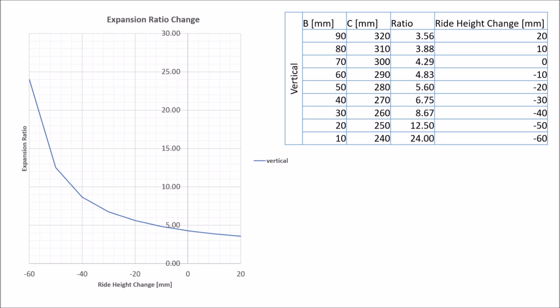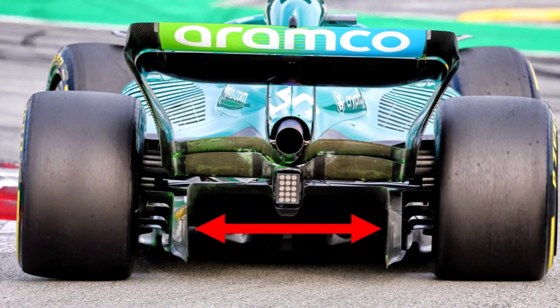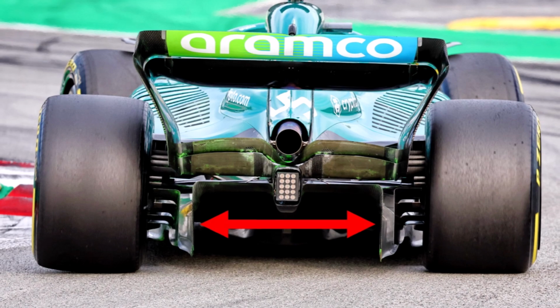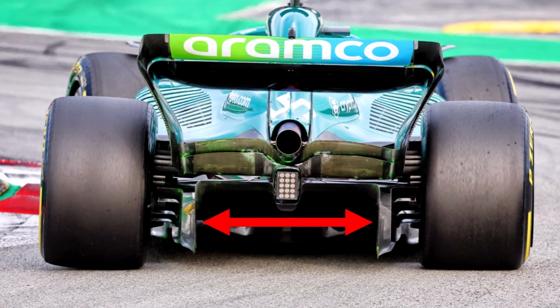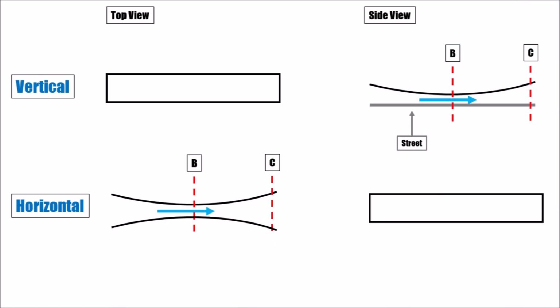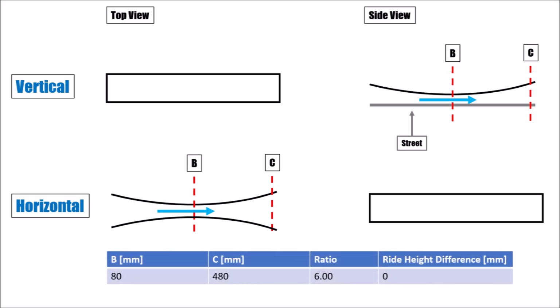And now let's have a look at the other dimension, the horizontal expansion. Because we don't only have to think in vertical dimensions, we can also expand the cross-section of the floor in width. If we now think of a tunnel that has the same height in every section but different widths, we can also create an expansion ratio. Let's say at the narrowest point the tunnel is 80 mm wide and 480 at the widest point at the back. The expansion ratio is 6 in this example.